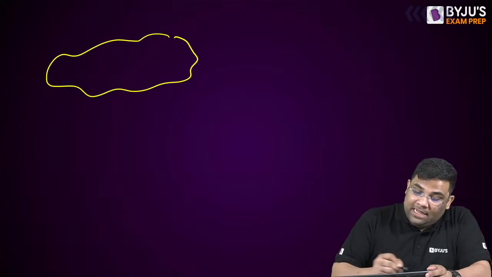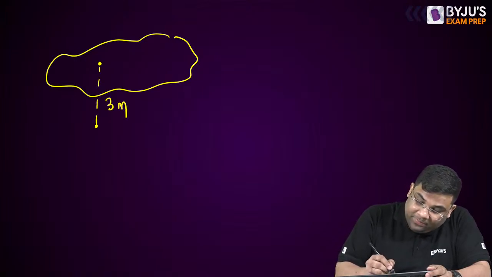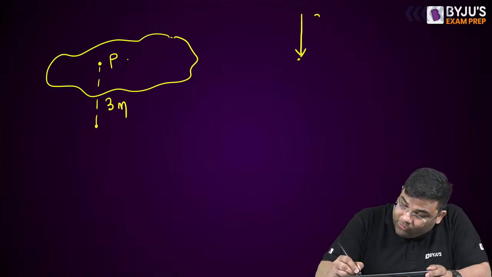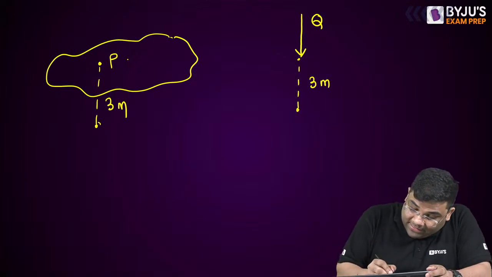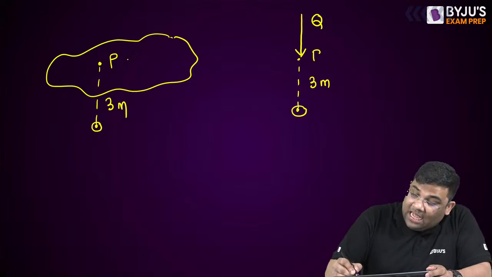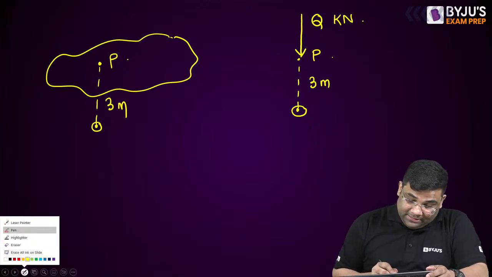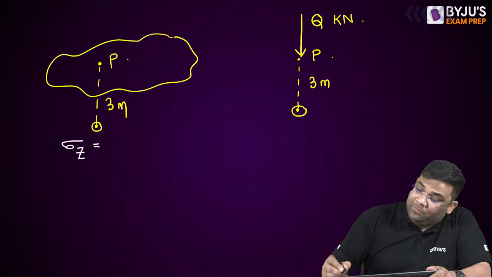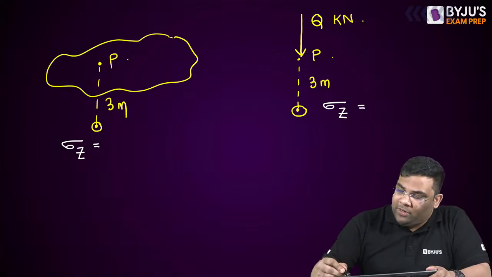What is the meaning of this? I'll explain. We have an area load, and due to this area load there is some stress increment 3 meter below this point P. Instead of this area load, if I put a point load Q and find the stress increment at this 3 meter depth, and the two stress increments are the same, they're asking you to get this point load. So we will find the stress increment at this point and at this point, due to different equations, because this is due to point load and this is due to area load.